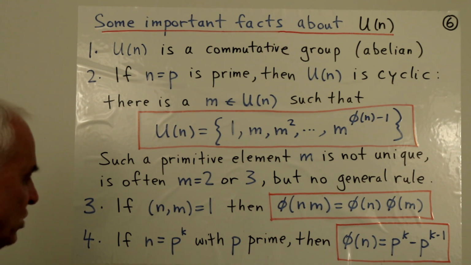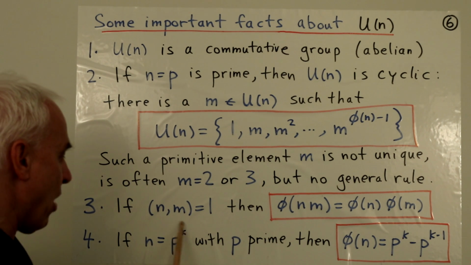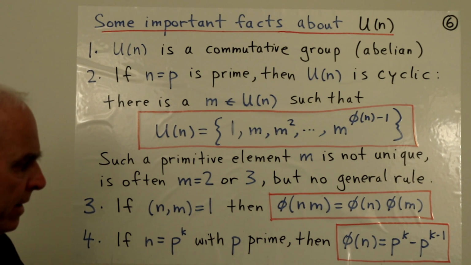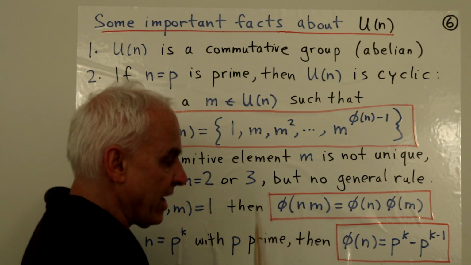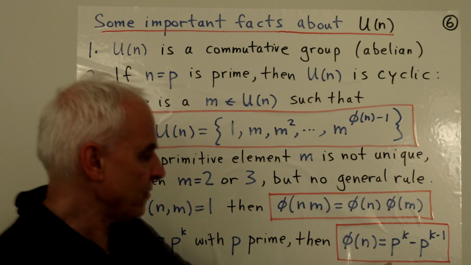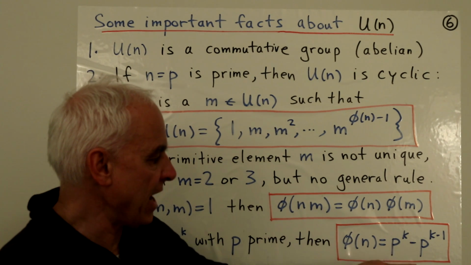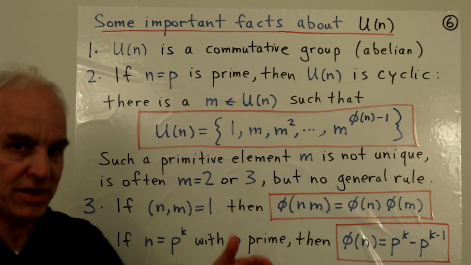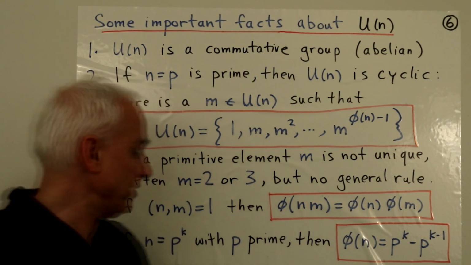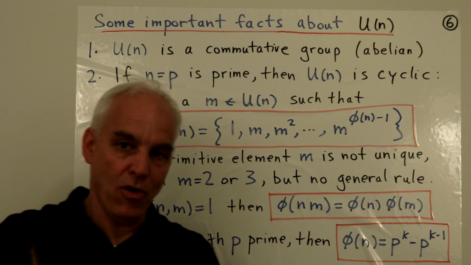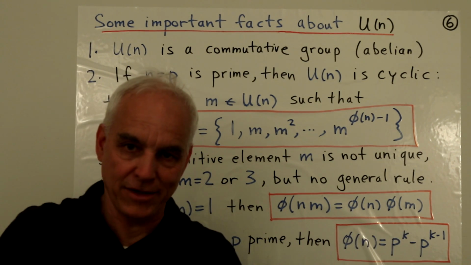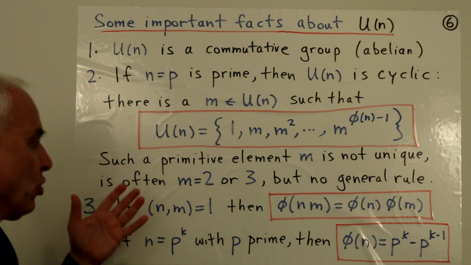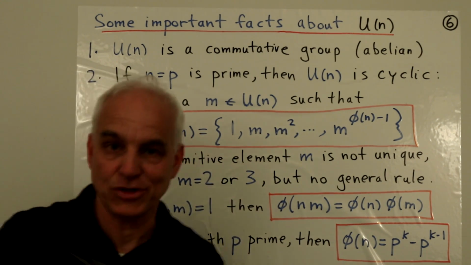And another special case is that when n is a power of a prime, say p to the k for some prime p, then the Euler function phi of n has a pleasant formula. It's p to the k minus p to the k minus 1. So basically you take all the numbers from 1 to n and you remove all the multiples of p in that range. Okay, so these are some facts about U of n, or the associated Euler-Totient function.